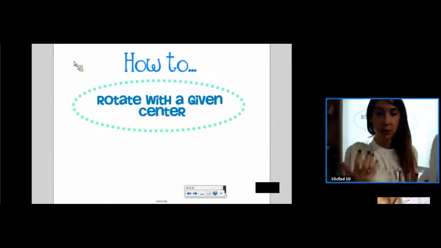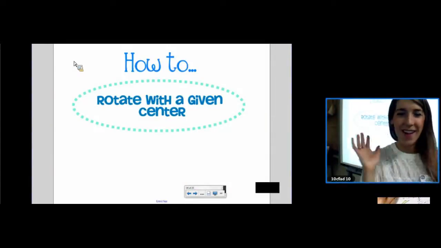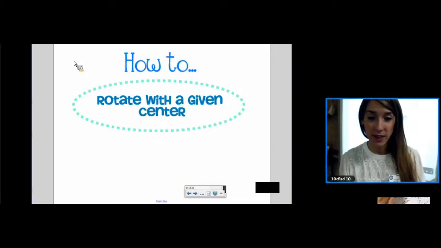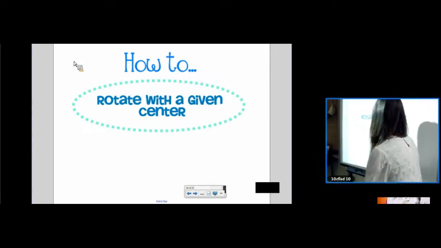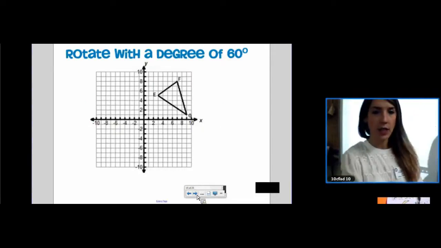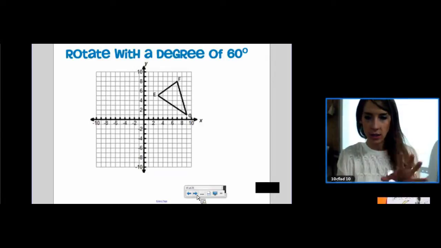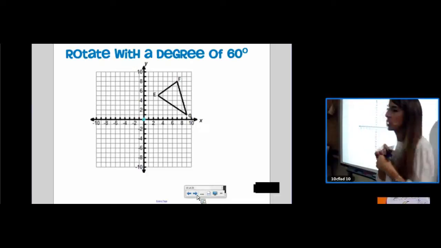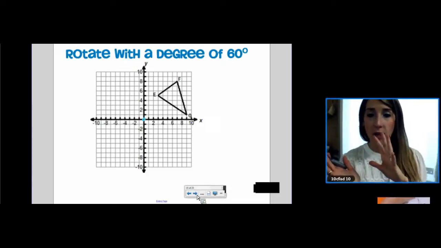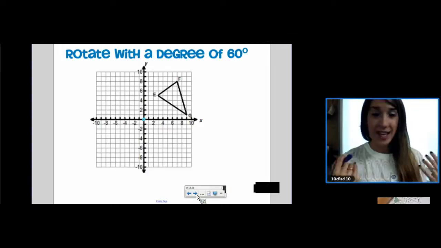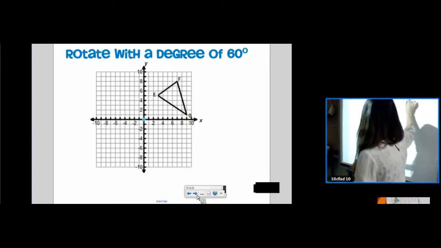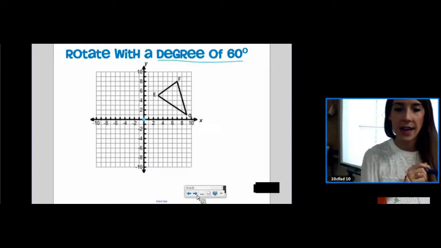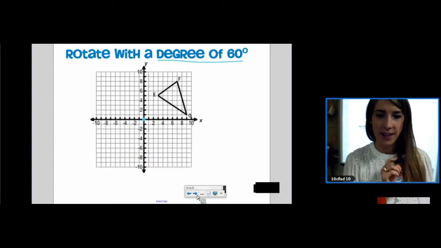Now we're going to actually rotate. We're going to actually rotate the figures ourselves. Okay, so I'm going to give you the center of rotation. I want this to be the origin. That's always the default if it doesn't say. This is your center of rotation. I want you to rotate that triangle counterclockwise, because that's the default, with a degree of 60. So rotate it counterclockwise with a degree of 60.